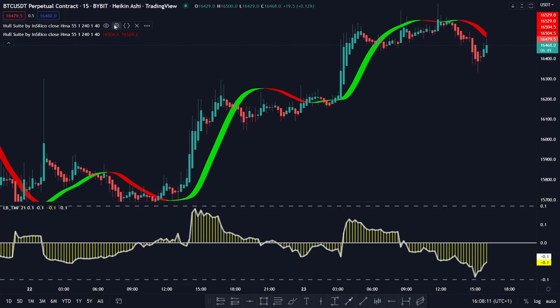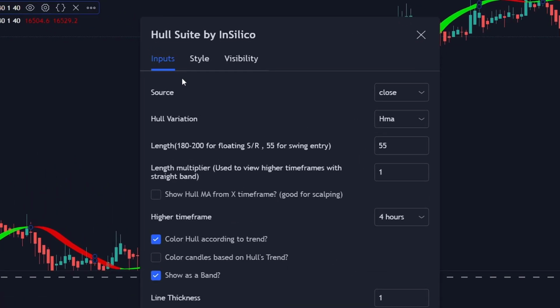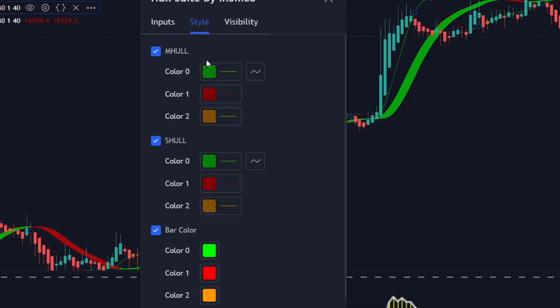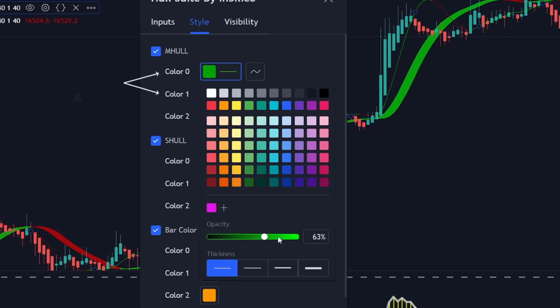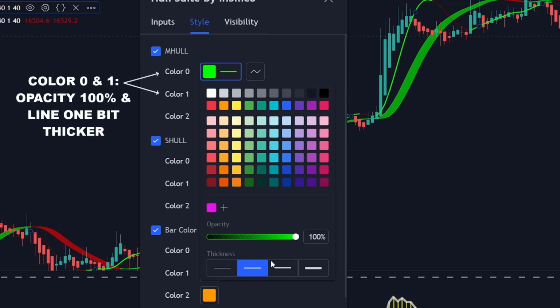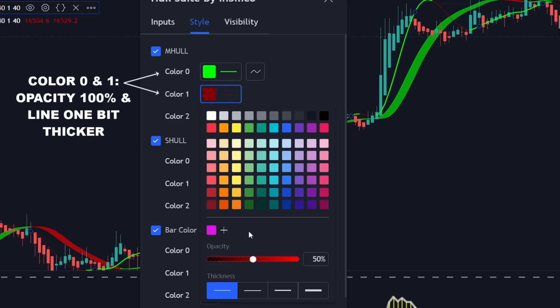We click on the settings of the first Hull Suite and change the length to 25. We also uncheck the box show as a band. Then we open the tab Style, and change the opacity of the M hole color 0 to 100%. We also make the line 1 bit thicker.